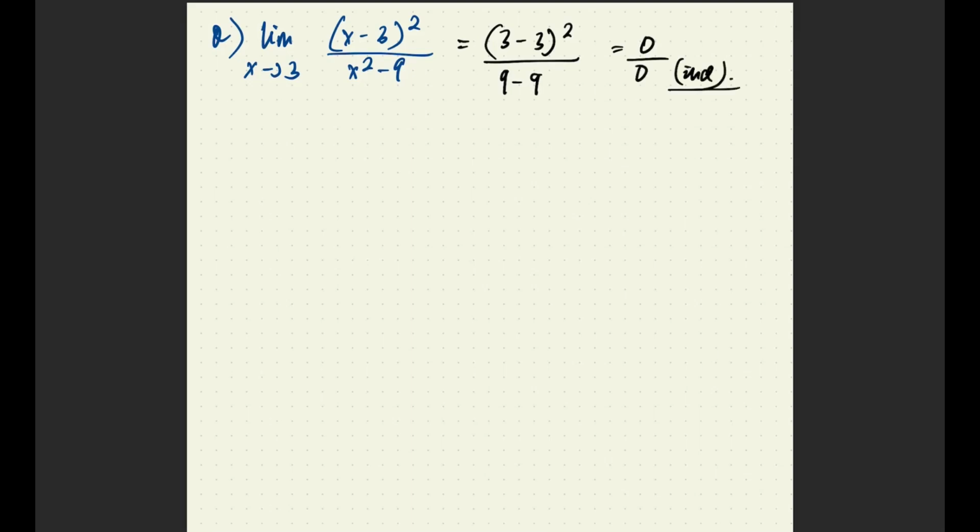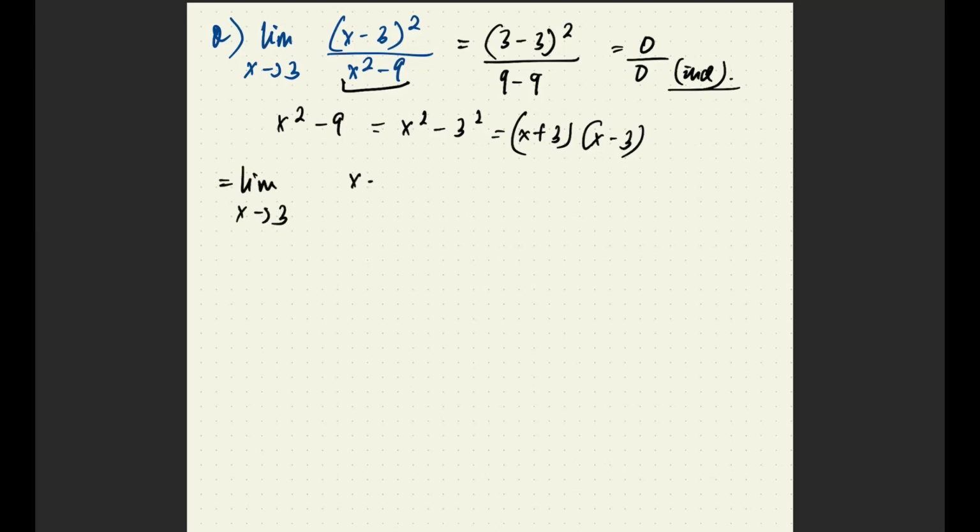So we can see that the denominator over here is the difference of two squares. So I can write the x squared minus 9 as x squared minus 3 squared, which can be written as x plus 3 multiplied by x minus 3. So I'm going to rewrite the original function as the limit as x approaches 3 of x minus 3 squared divided by x plus 3 times x minus 3.